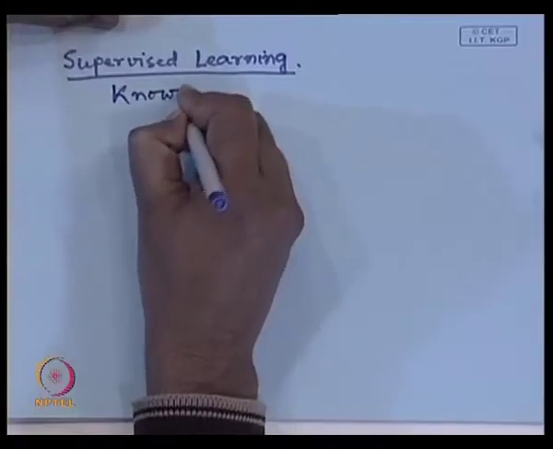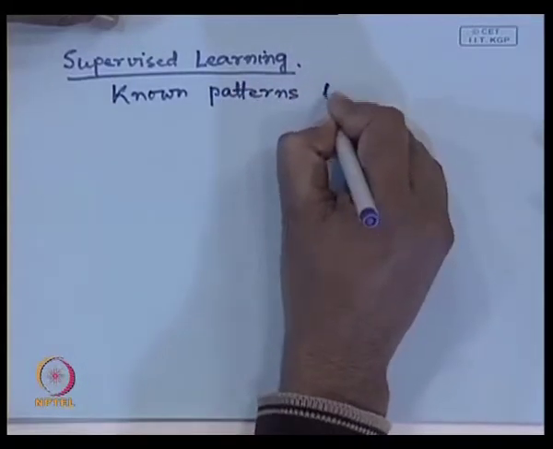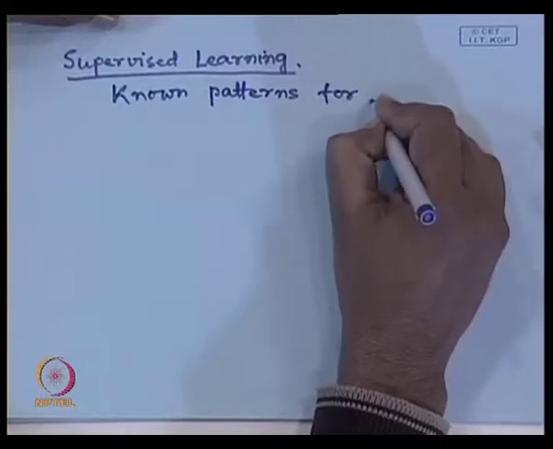So, in case of supervised learning, what I have to do is take a set of known patterns for which I find the feature vectors, and for those feature vectors I form a representative feature vector which represents the same class of patterns. That is supervised learning, which makes use of known patterns for training or learning.